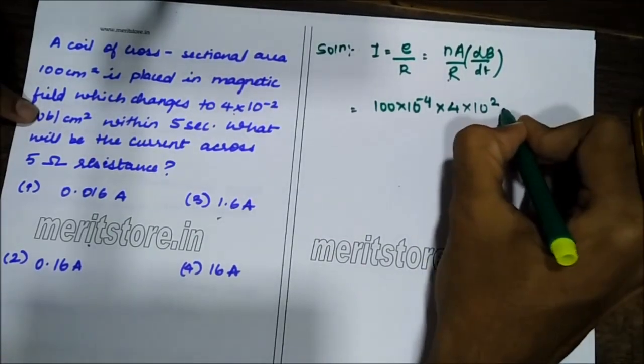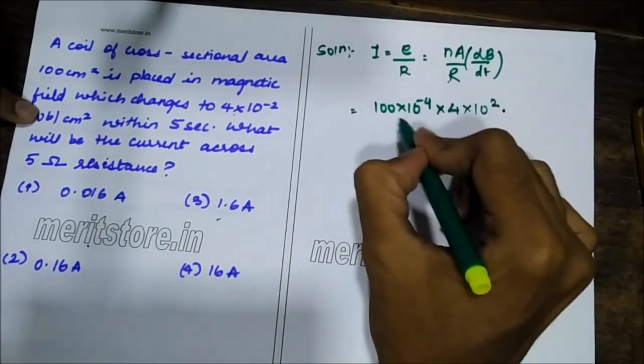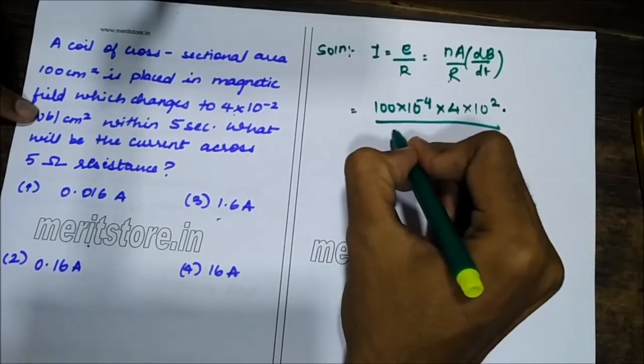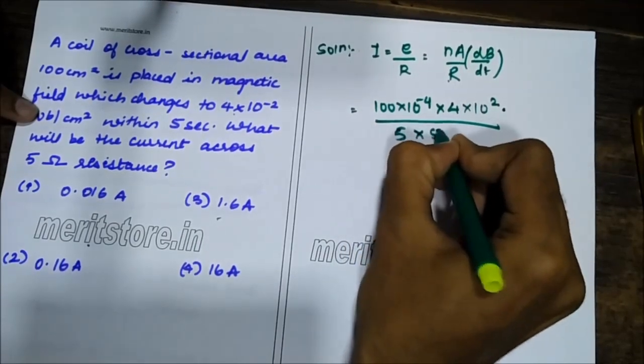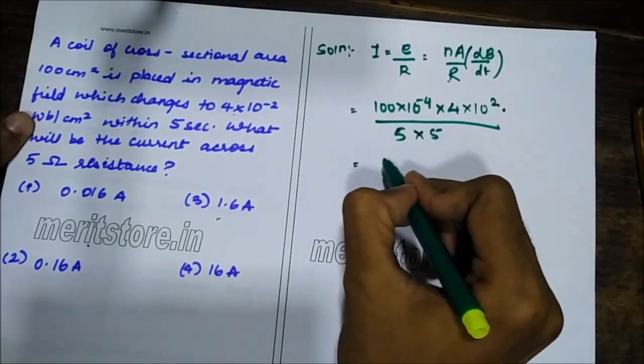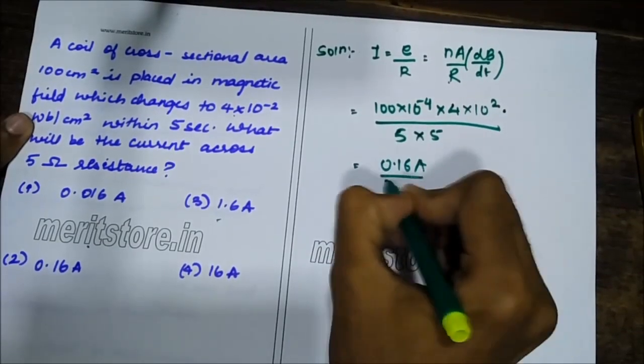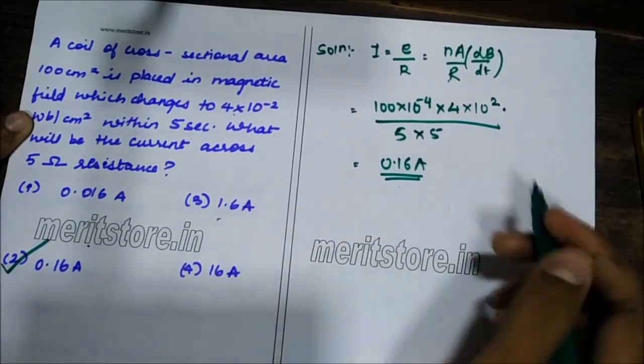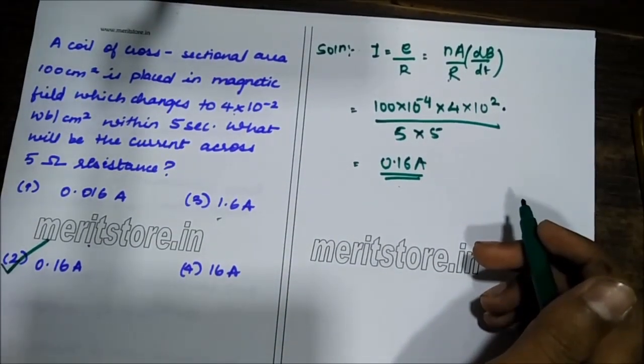Next is the change in the magnetic field and area, and then we go to the resistance, that is resistance is 5 ohms, multiplied by the time, that is 5 seconds. So we get the answer to be 0.16 amperes. So the second option, 0.16 ampere, is the correct option.